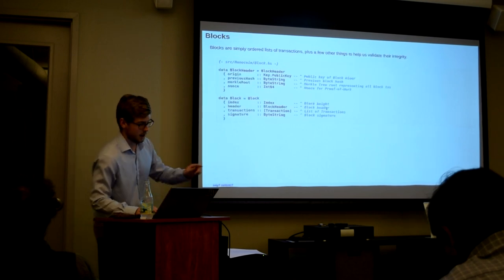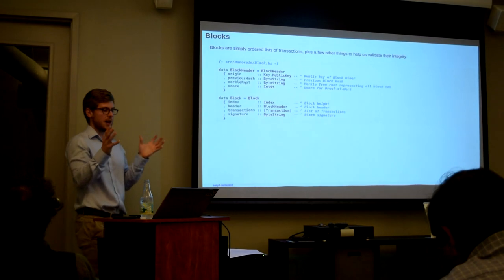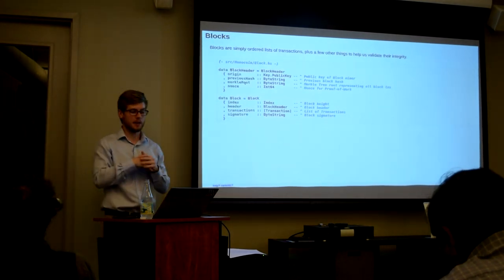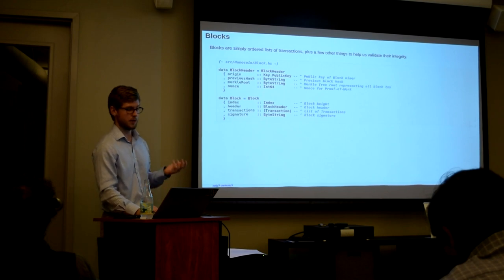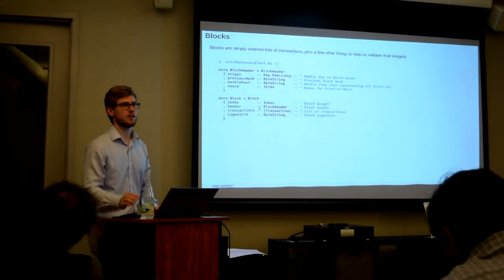And that Merkle tree right here, this Merkle root comes into play in the block header. So whenever we hash a block, it's dependent on the transactions. Whenever we hash a block header, it's dependent on these transactions included in the block.